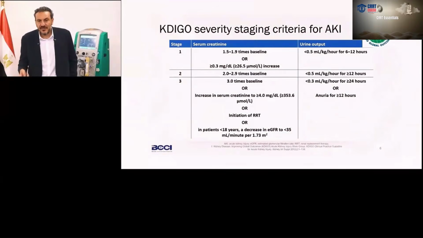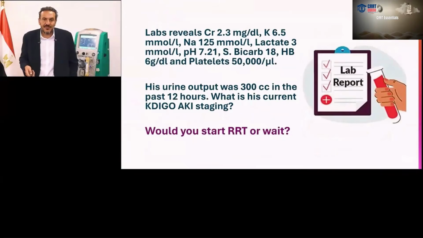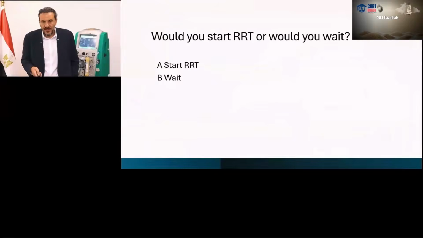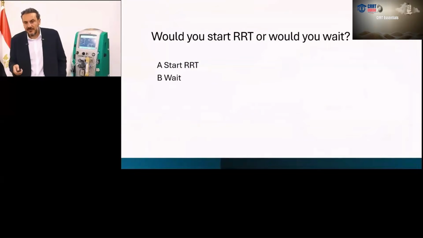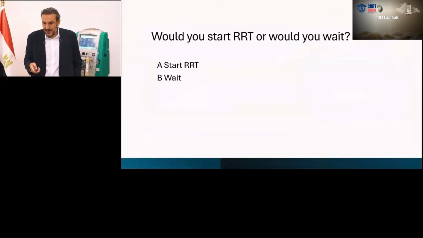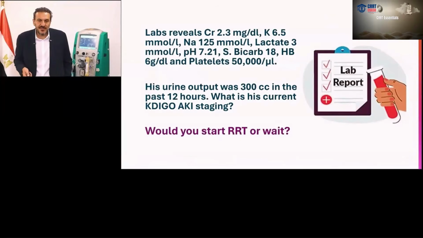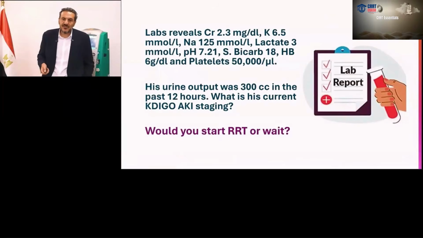Now, would you start RRT with those parameters or would you wait? Would you look at these parameters? Would you start RRT or would you wait? A, start RRT, B, wait. Now, some of you will choose to start RRT because, as you can see, the potassium is high, so it's a hyperkalemia. You can also see pH is low, so it's acidotic. Some people would choose to wait because there is nothing really very dangerous about that.